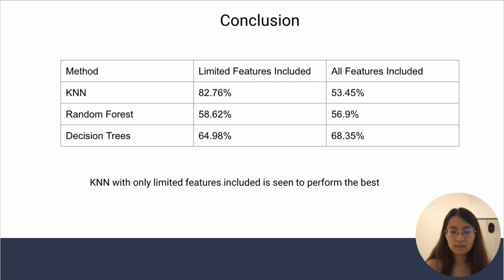In conclusion, let's summarize the findings of our research project. After applying three machine learning algorithms, namely KNN, random forest, and decision tree, we obtained accuracy scores for predicting the presence of heart disease. Among these models, the K nearest neighbors KNN model achieved the highest accuracy of 82.76% when limited features were used as input. Hence, we concluded the KNN model is the best model for predicting the presence of heart disease.